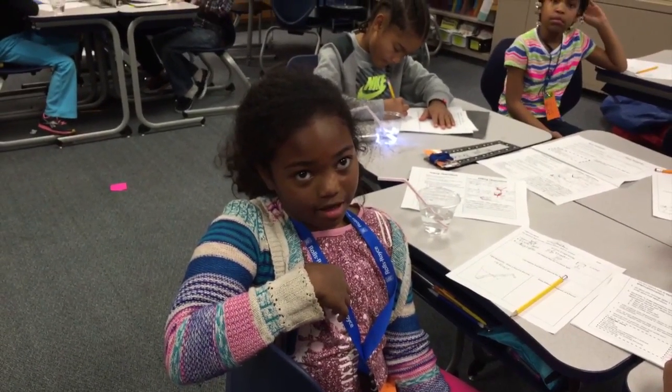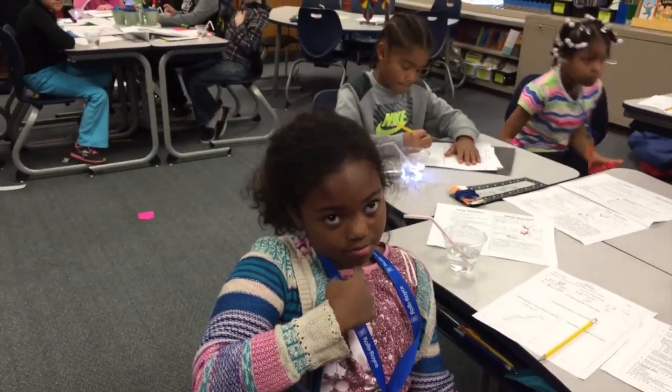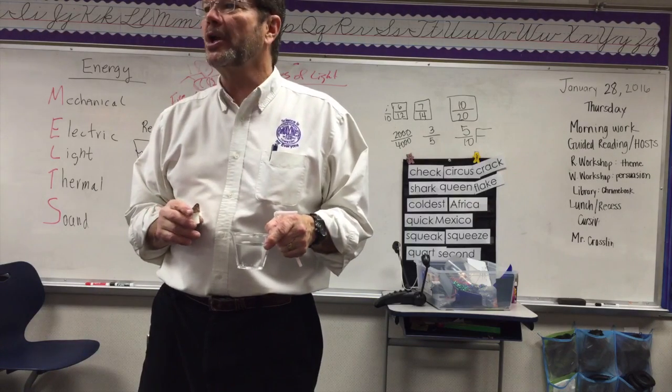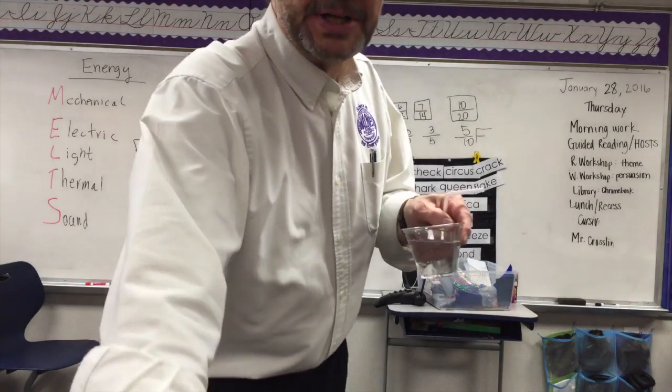What are three things that light can do? Reflect, refract, and absorb. Excellent. We went outside a moment ago and we saw the sun, which is a source of light, and we saw the clouds. What color are the clouds? White. Well, let's try this.